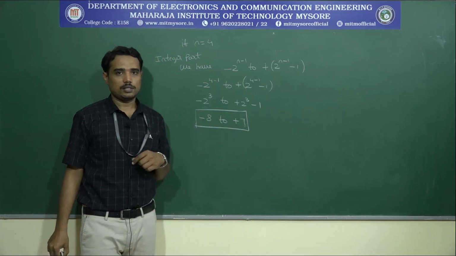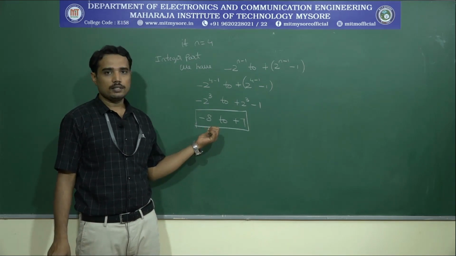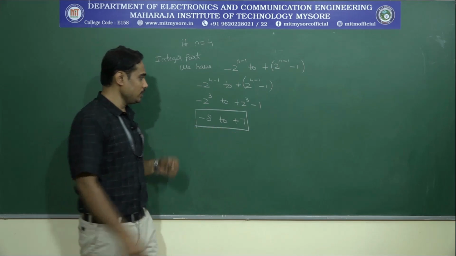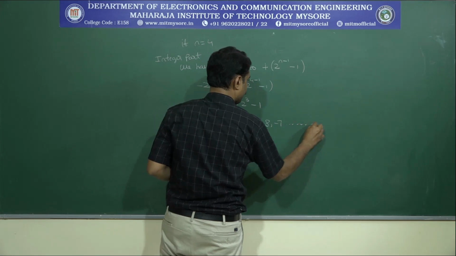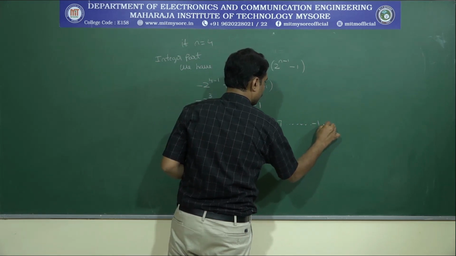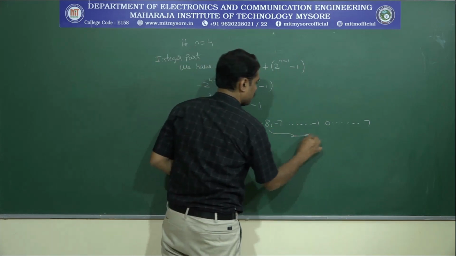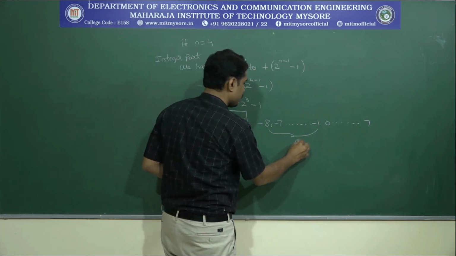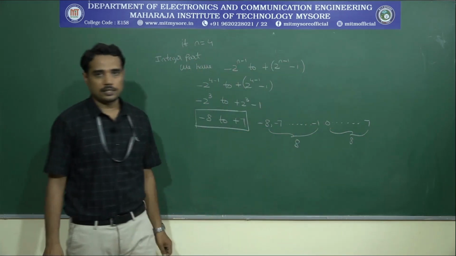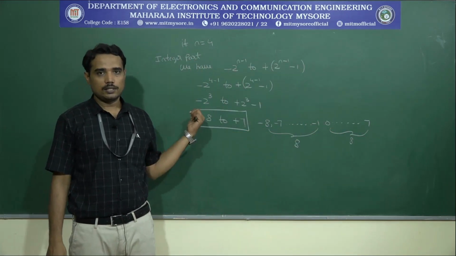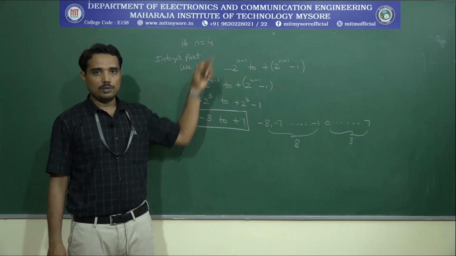Here one may ask a question. We know that 2 power 4 is equal to 16, but we are getting minus 8 to 7. The answer is: from minus 8 up to minus 1, and from 0 to 7. Here to here we have 8 values, and from here to here we have 8 values. 8 plus 8, that is 16.